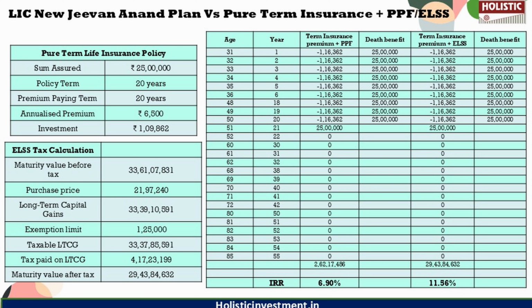If you have any doubts regarding how the ELSS tax is calculated, we do have a small tabular column presented on the screen for your reference, which you can pause and see. Compared to the previous example, where the IRR ranges from 2 to 4%, here it's giving you 6 to 11% in both the PPF and ELSS combinations. So these are definitely inflation-beating returns, giving you superior returns.